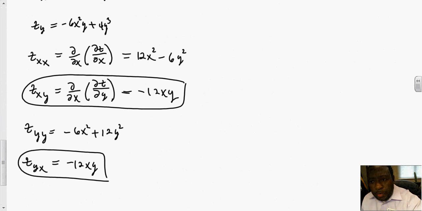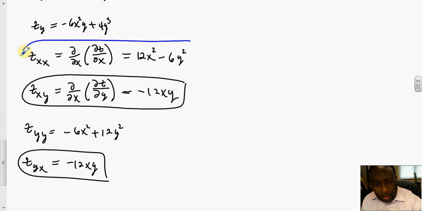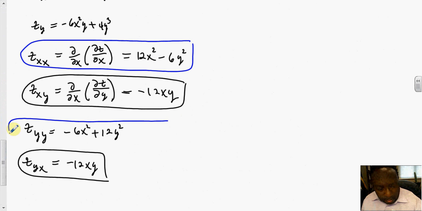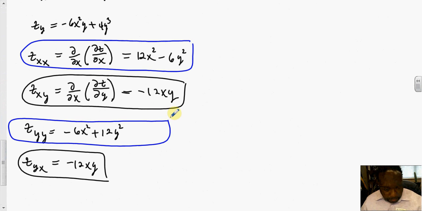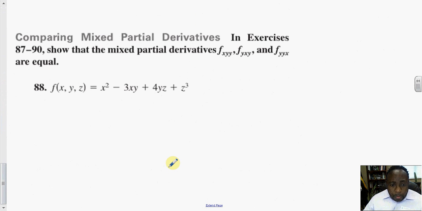And you also wanted to find this second partial and also this one here. Here in this exercise, show that the mixed partial derivatives there are all equal. So we look for the third partial derivatives.